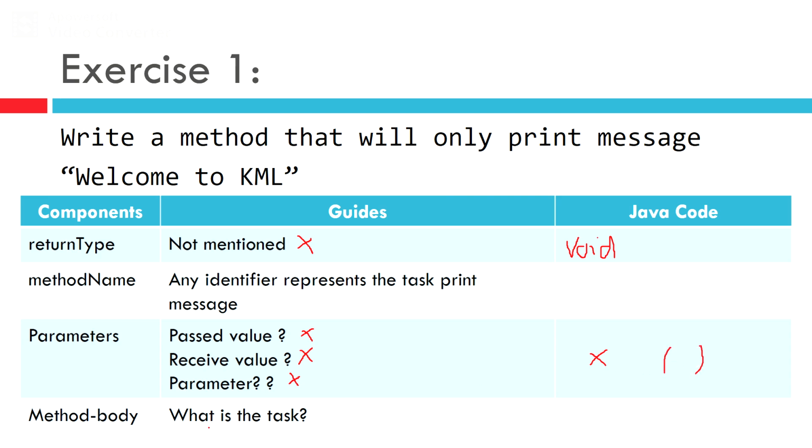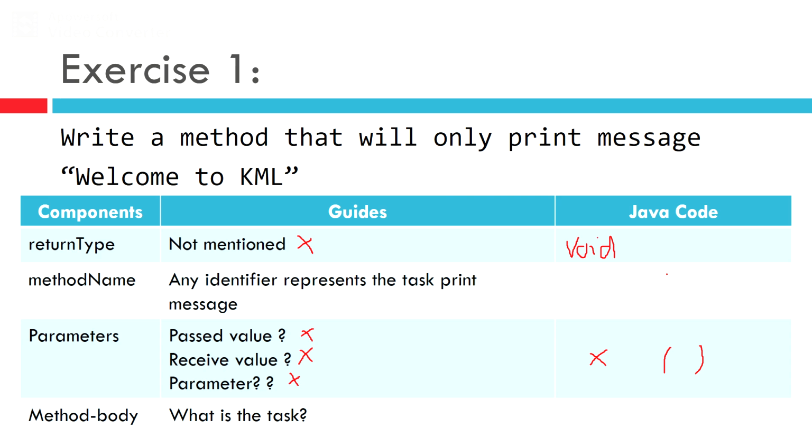Okay. Now, what is the task? The task is to print message, welcome to KM. So, what does it mean? So, your task only, instruction dia, system.out.print, welcome to KM. As simple as that. Now, convert or transfer all the information here into the structure of method definition type 1. You may pause this video and do your method definition.